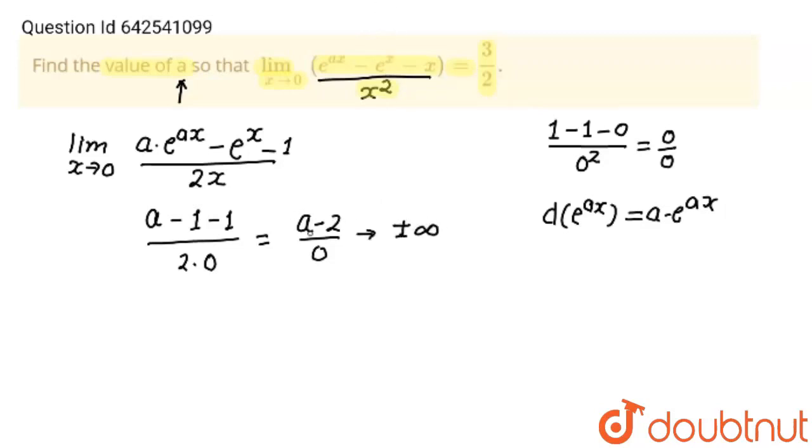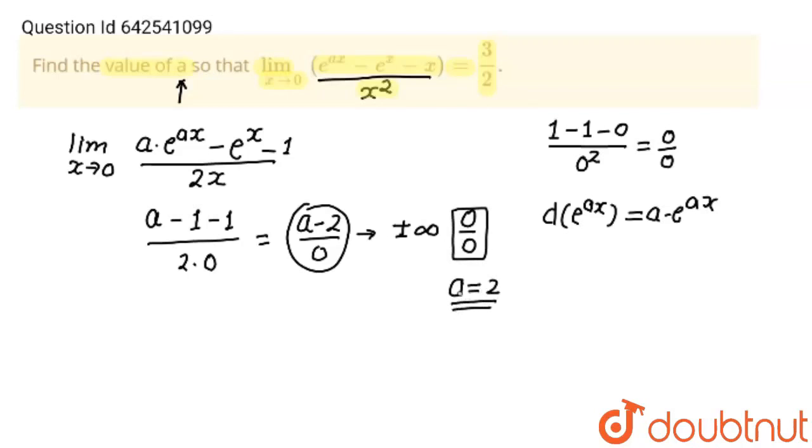We don't know what this a minus 2 is. Either this is a positive number or a negative number. If a minus 2 is a positive number, then this will tend to plus infinity, and if a minus 2 is a negative number, then this will tend to minus infinity. Now see, as you can see, this is 3 by 2, this is not infinity. So this must be in the form of 0 by 0 so that we can solve this further. To become this 0 by 0, the value of a should be equal to 2.